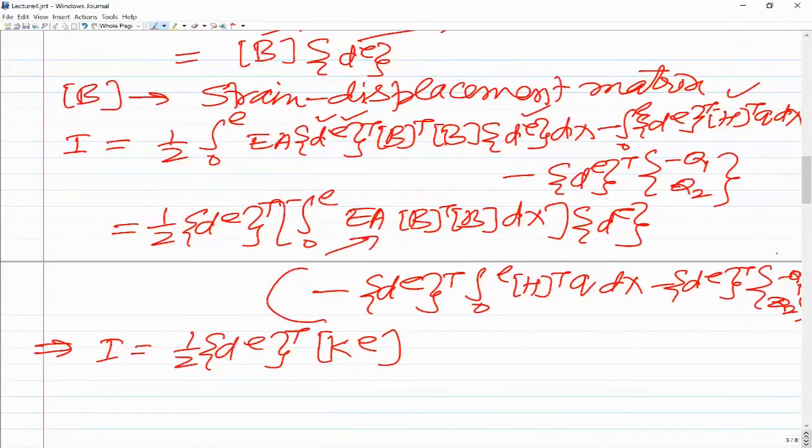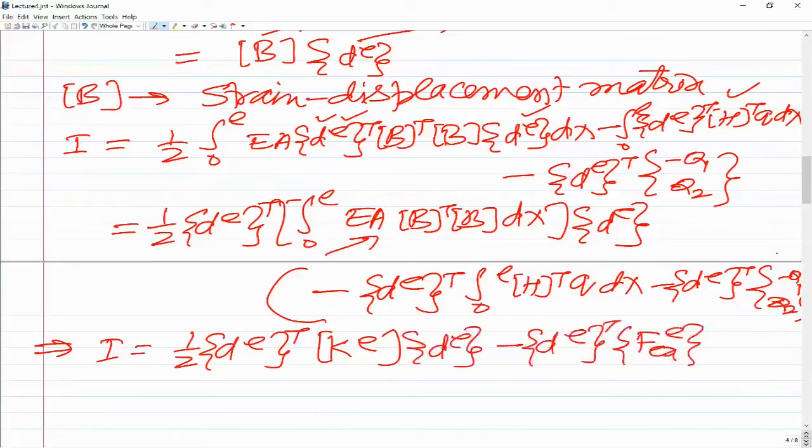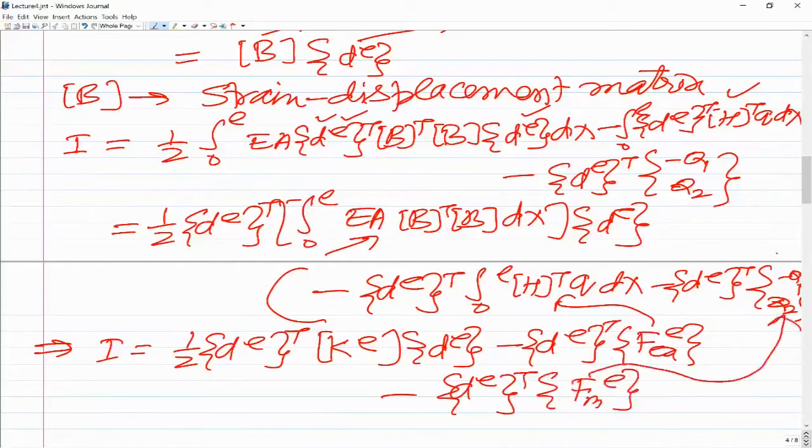So this term is referred to as KE into DE, minus DE transpose, where superscript E stands for element. These are at the element level, and let us refer to this as the load vector due to externally applied distributed force Q. So this is your F external, and then we have minus D transpose, and let us refer to that as F internal for the element. So F internal is this.